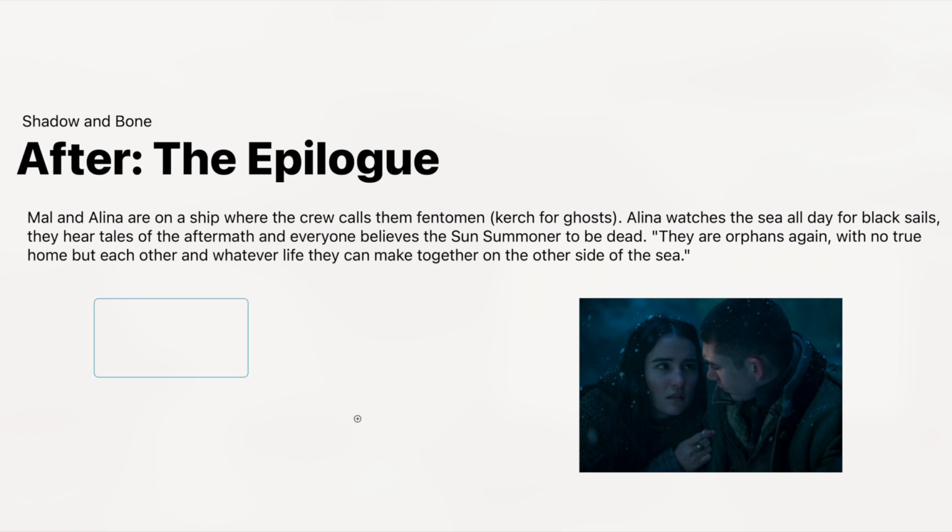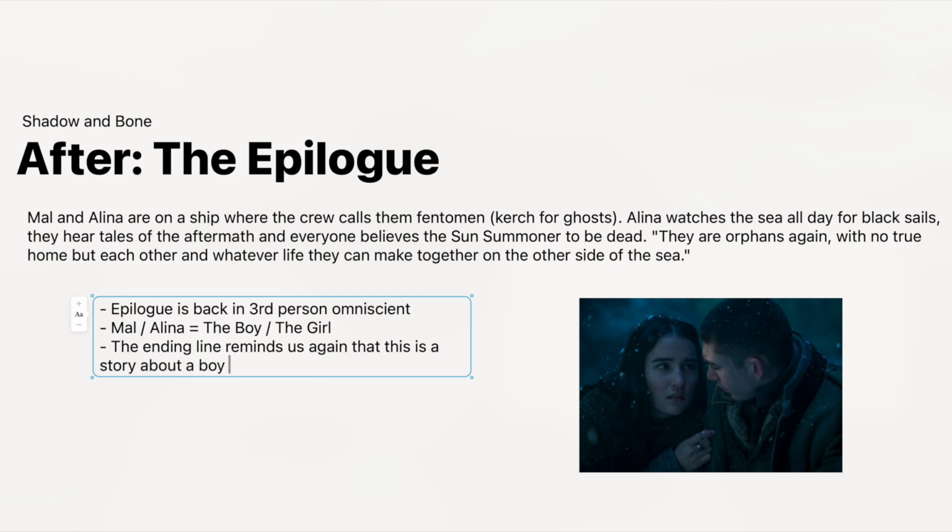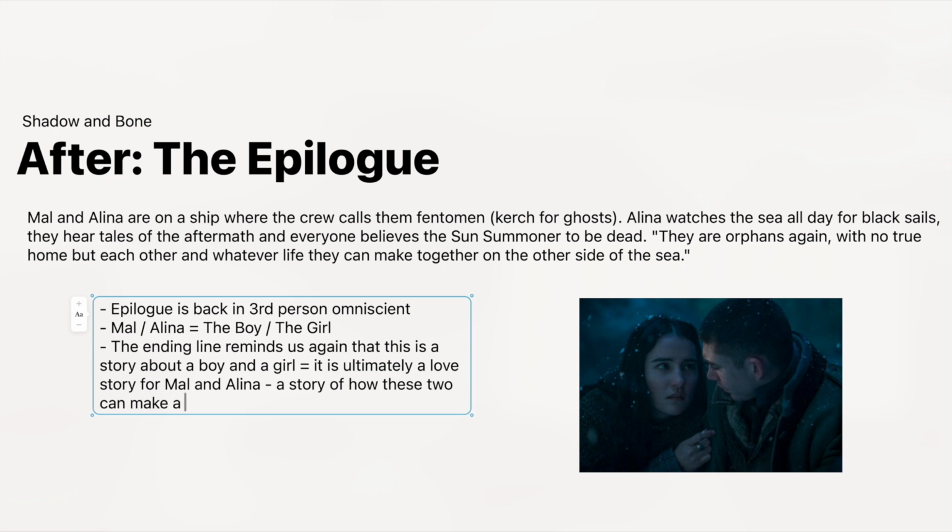Some important things to note here is that this epilogue is back in third person omniscient, where instead of saying Mal and Alina, they are boy and girl. The ending line reminds us again that this is a story about a boy and a girl. It is ultimately a love story for Mal and Alina, a story of how these two can make a life together no matter what life throws at them.